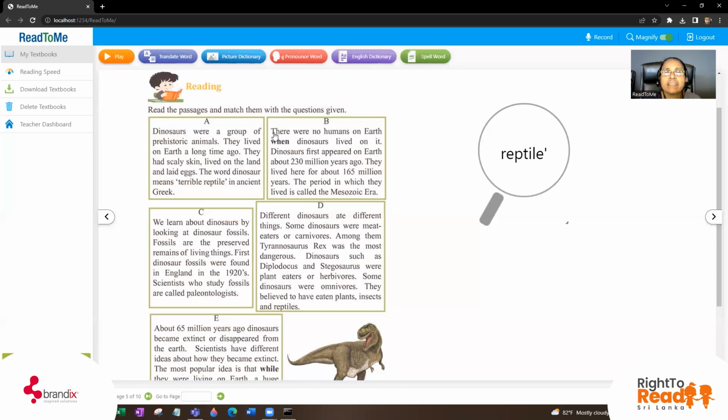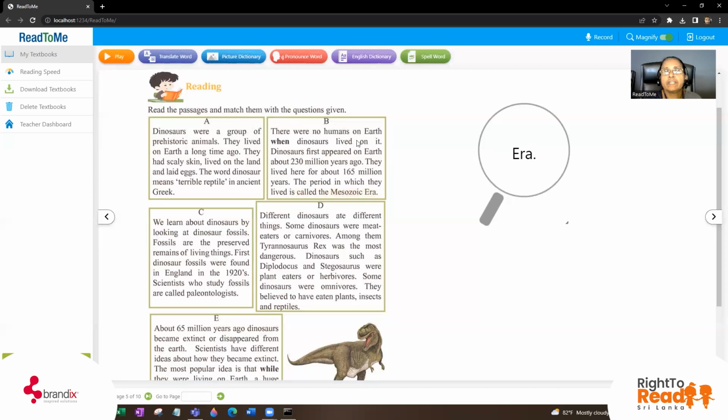Shall we see what is there in the other caption? Caption B. Yes, listen to this. There were no humans on Earth when dinosaurs lived on it. Dinosaurs first appeared on Earth about 230 million years ago. They lived here for about 165 million years. The period in which they lived is called the Mesozoic era.